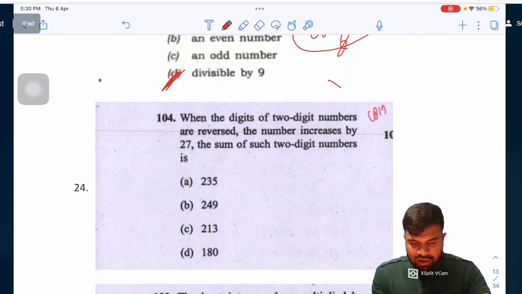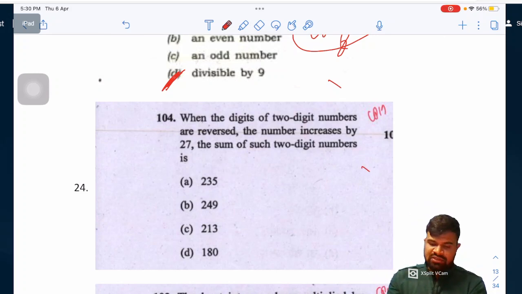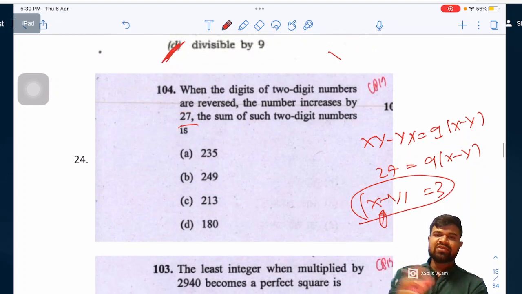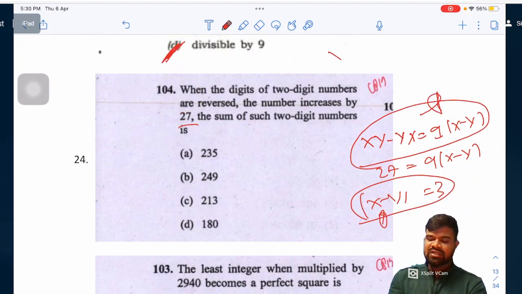Okay, now I have already discussed this 24th question. Again, this question should be done in that way only. Same way, XY minus YX. See how this pattern is repeating. x minus y. Now this is 27, so 27 is 9 into (x minus y). We know that x minus y, the difference of digits, is 3. On the basis of this concept, we know that the difference of digits is 3.